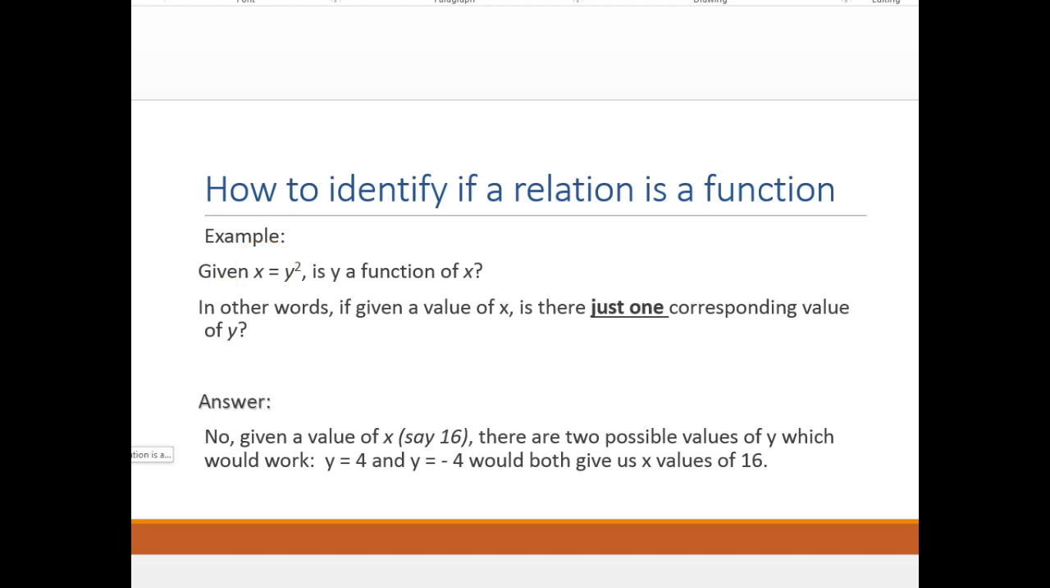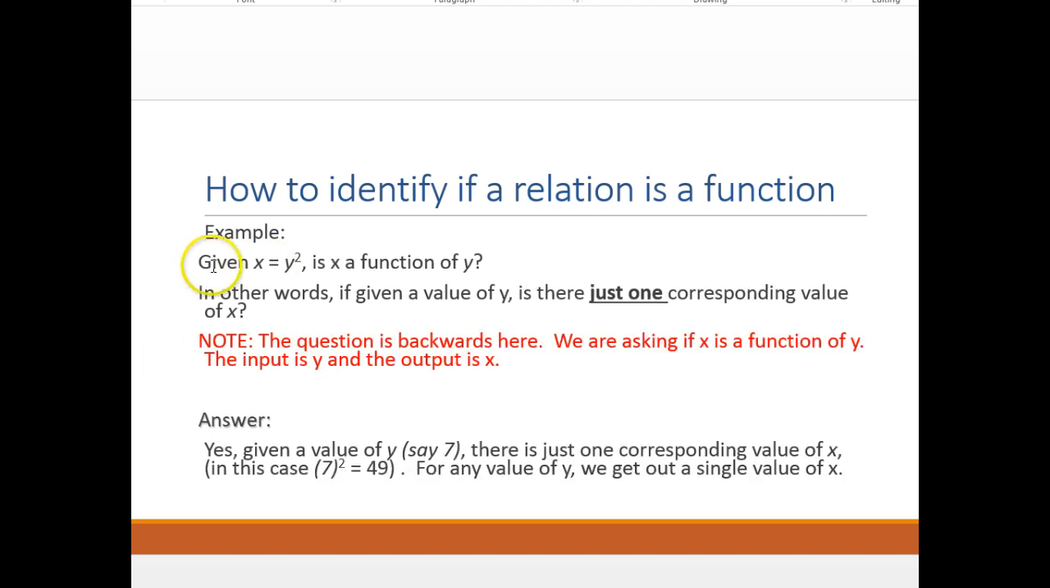This last example is a bit tricky because we're going to use something very similar. It says given x equals y squared, is x a function of y? In other words, if given a value of y, is there just one corresponding value of x? Notice the question is kind of backwards here. I did not ask is y a function of x, I asked is x a function of y. So therefore, we're reversing it. We're using y as the input and x as the output.